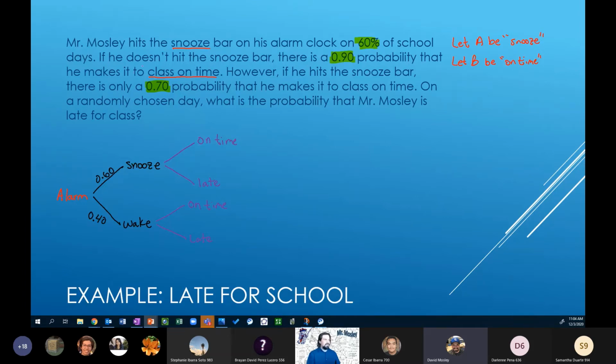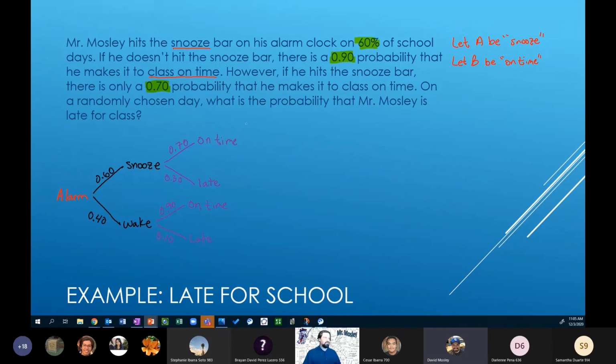Sorry, if I don't hit the snooze bar, if I wake up on time, 0.9. If I hit the snooze bar, I only get a 70% chance or a 0.7 probability that I make it on time. So that leaves 0.3 here and 0.1 for the other part. This is the entirety of the tree diagram. It goes through the progression of the options once my alarm goes off, a sequence of events.